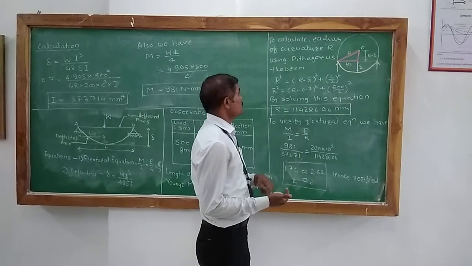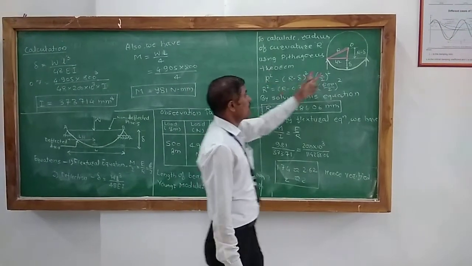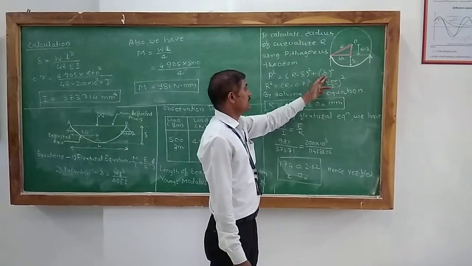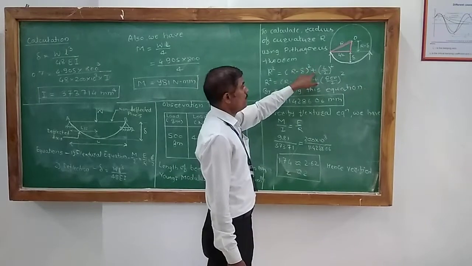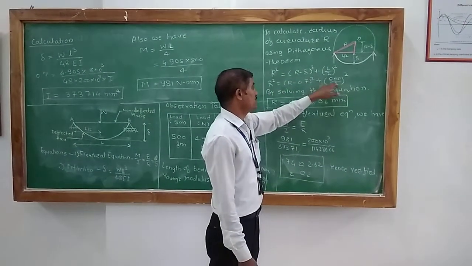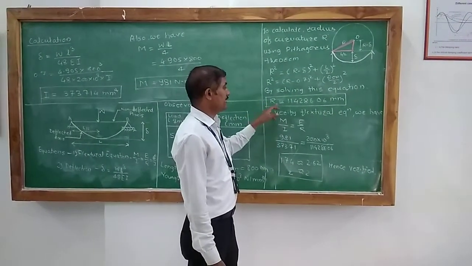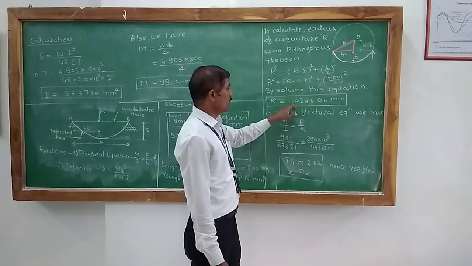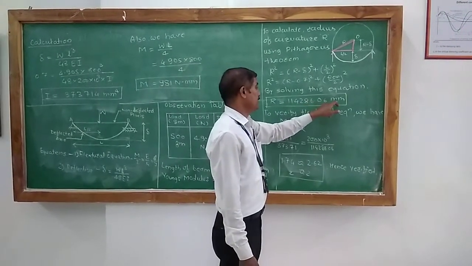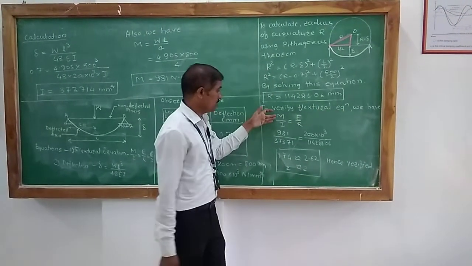So here we will take R squared is equal to, that means hypotenuse squared is equal to side squared plus adjacent side squared, that is (R minus delta) squared plus (L by 2) squared. So by keeping the value of delta and the length, the only unknown will be R. By solving this equation, we will get the value of R, that is equal to 114286.06 millimeter.